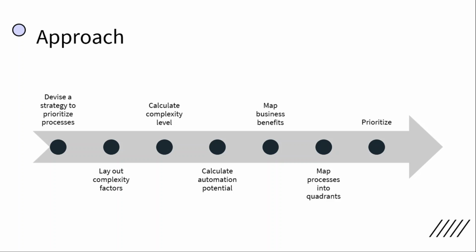So this is the usual approach we take to do the process discovery. This process discovery phase can be separated into three main phases. One is the requirement gathering. The second one is to analyze what you gathered. The third one is, based on the analysis, design your to-be process.